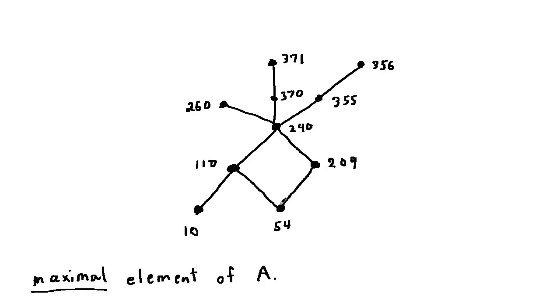Note that Math 54 is a prerequisite for every math course that it's comparable to. For all math courses X in A that are comparable to Math 54, Math 54 is less than or equal to X. Such an element is called a minimal element of A.